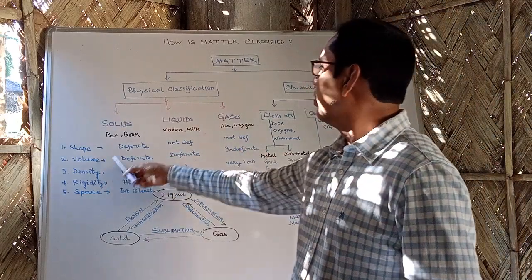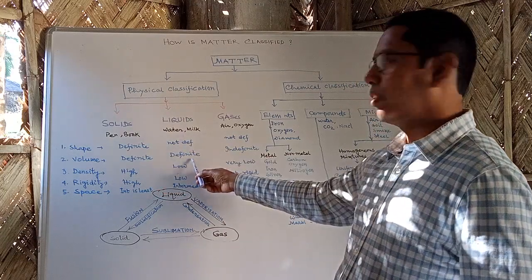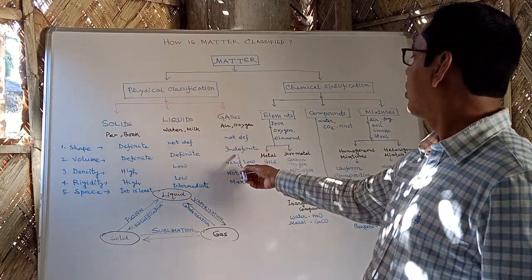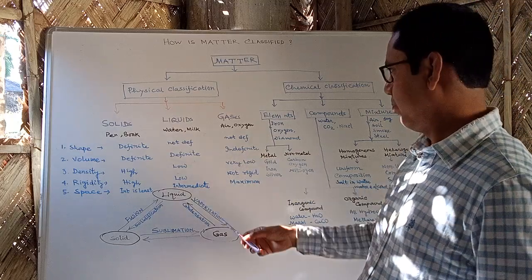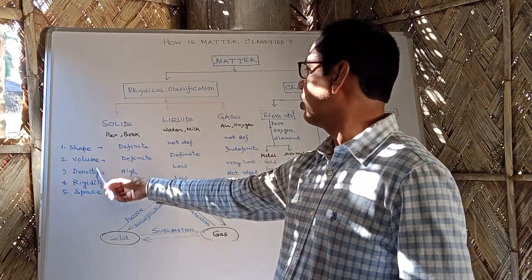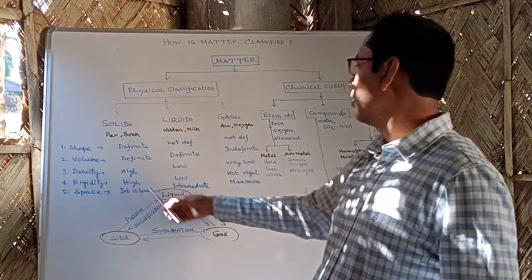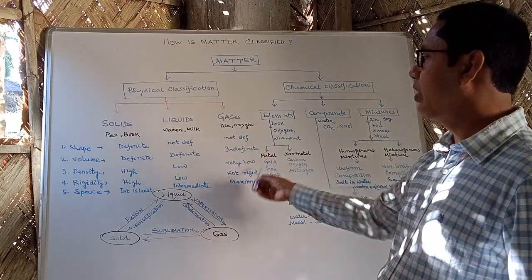Next, volume. Solids have fixed volume. Liquids have fixed volume, but gas has no fixed volume, no definite volume. Then density. The density of solid is high, the density of liquid is low, and the density of gas is very low.